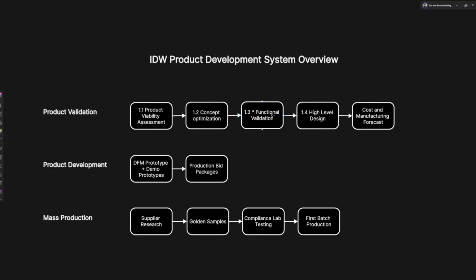Functional validation is an optional stage. It's required in some projects where there's very fundamental questions that just cannot be solved through ideation, for example, and normal research. And that requires building prototypes.